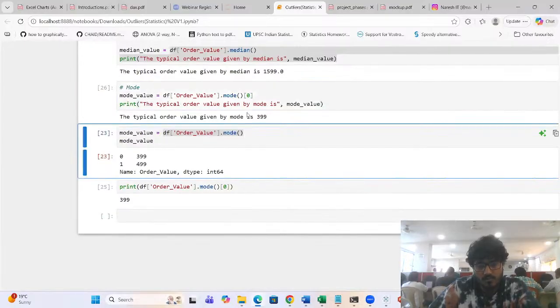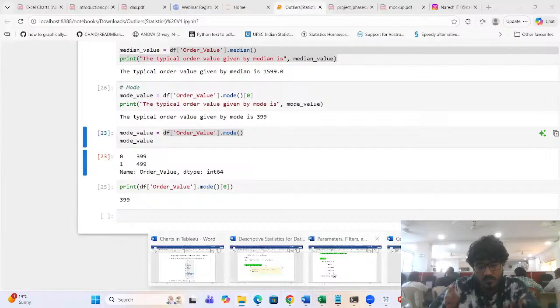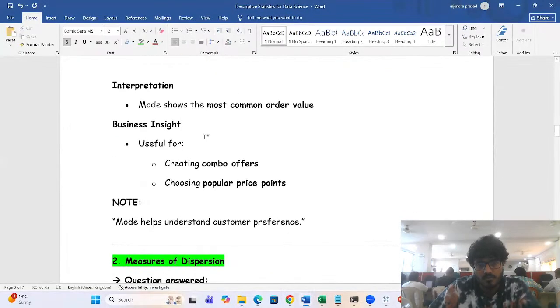I go by using 0. So what is my mode? 399. Clear? So go to the document back again. See, mode shows the most common order value.